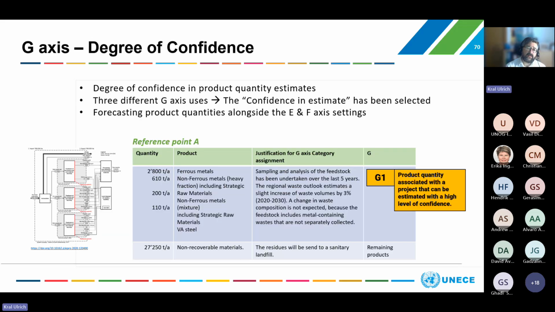The last criteria is the degree of confidence in the product estimates. So you have to make an estimate on the quantities that will be produced by your project. There are different G-axis uses. Let's keep it simple. I'm choosing the confidence in the estimate approach here. And as mentioned, you have to forecast the product quantities. And this goes along with the definitions in the E and the F axis settings.